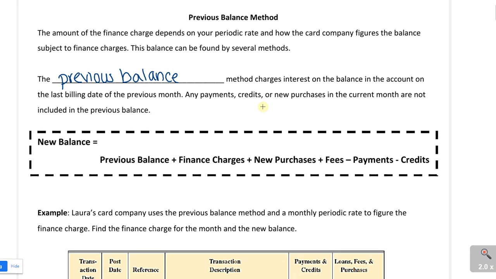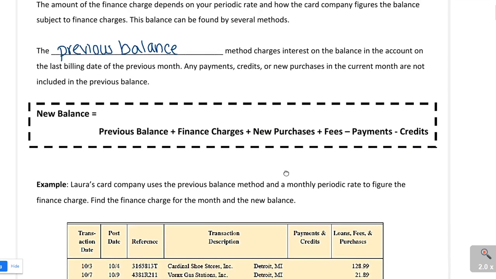So any payments, credits, or new purchases in the current month are not included in the previous balance. So your new balance is equal to your previous balance plus finance charges plus new purchases plus new fees, subtracting out any payments and subtracting out credits. So let's look at a couple of examples.